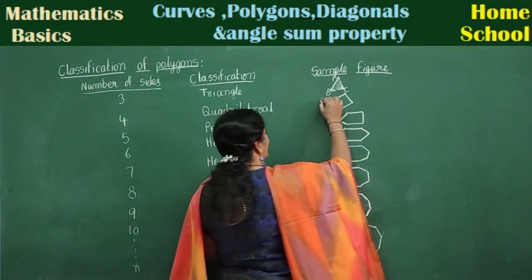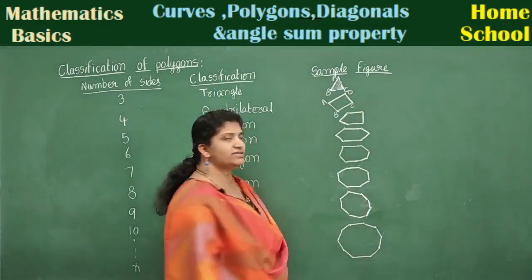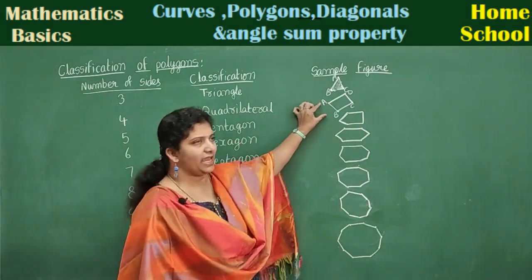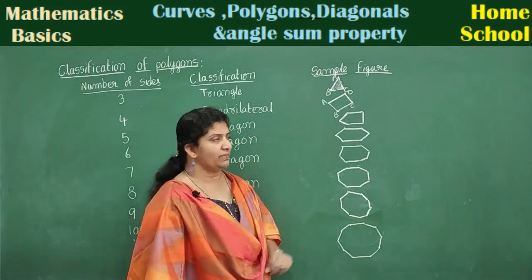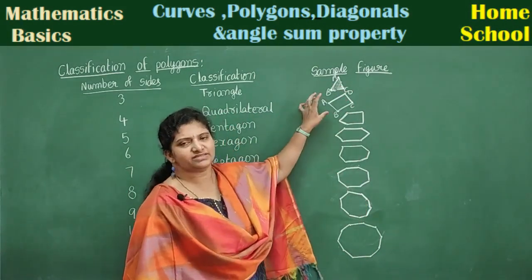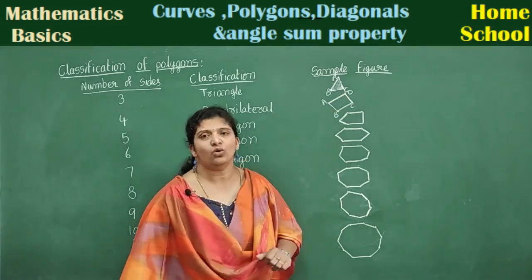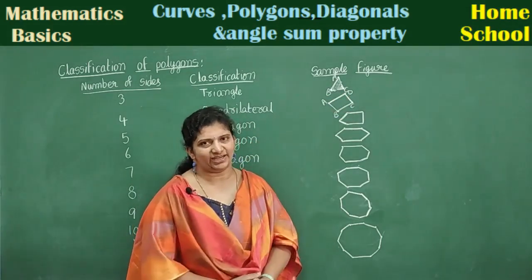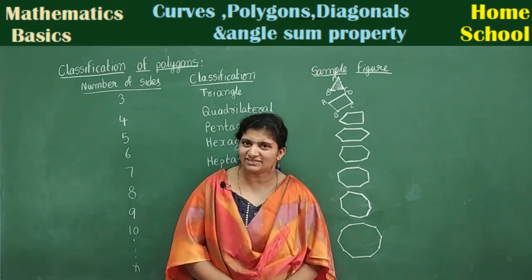And if I take a quadrilateral ABCD, what are the sides identified, children? AB, BC, CD and DA. Like this, we identify the sides, and A, B, C, D are the vertices of this quadrilateral. So last time we were going to identify the polygons.